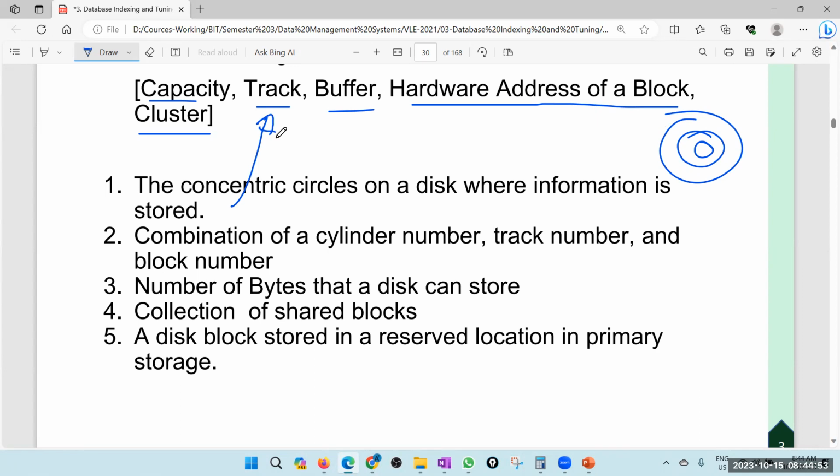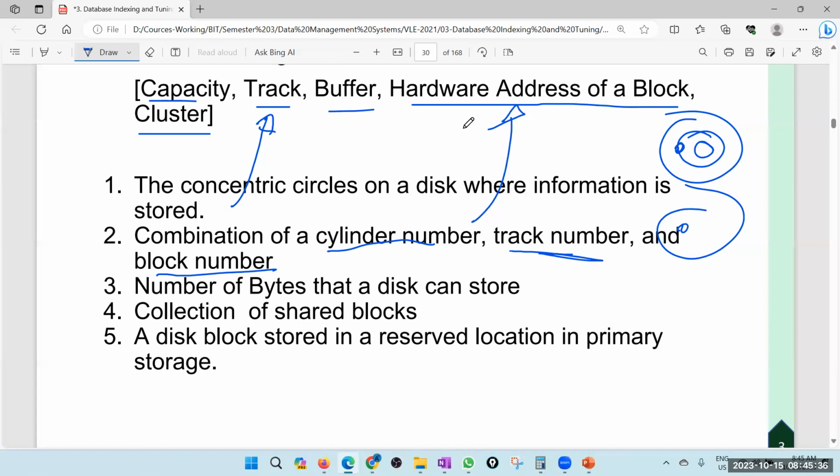Combination of cylinder number. Remember, we look at the data as saved in a cylinder, because these plates are moving together, the arms are moving together. So we can think of the data as saved in cylinders, right? Because when data is saved here, the next is saved here, so you don't have to do any movements. Okay. So the combination of cylinder number, track number, and block number, right? We can call it the hardware address, because we need all those things to uniquely identify a particular block of data. Okay, block of data.